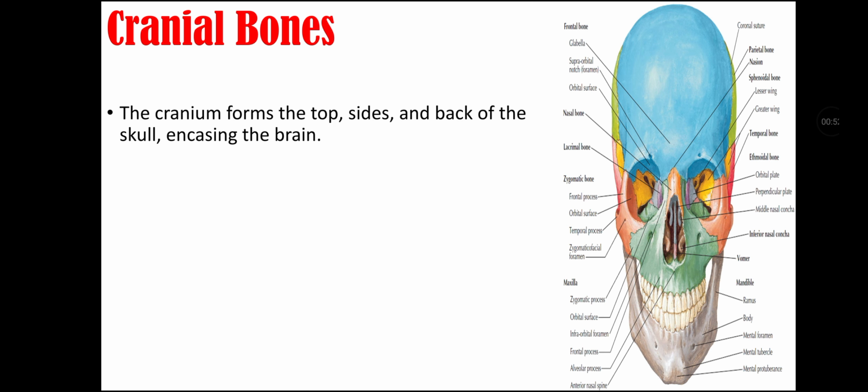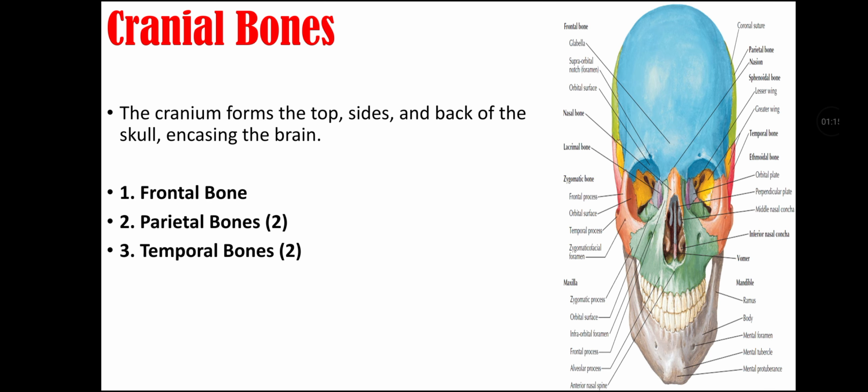So, cranial bones form the top, sides, and back of skull, encasing the brain. It includes frontal bone, as you can see in diagram. The blue color bone on the front is frontal bone. Then it has parietal bone that's just behind the frontal bone, and here you can see the green color bone behind the frontal bone is parietal bone. They are paired bones, that means there will be two parietal bones in every skull.